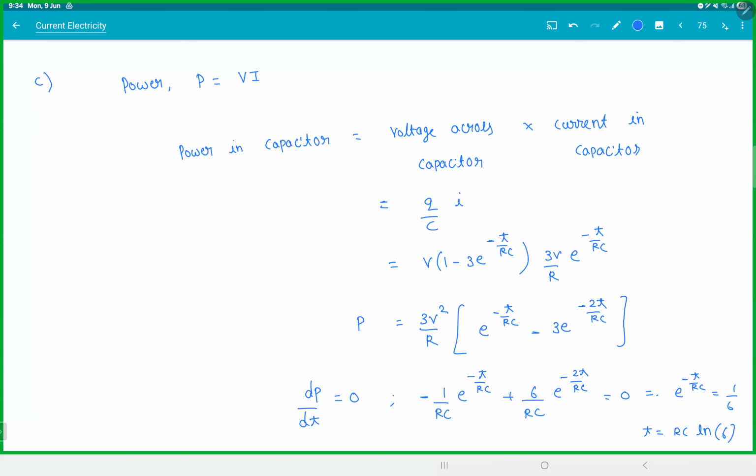Process is clear. When you say power is VI, don't take voltage of the battery. If you take voltage of the battery, that will give the power from the battery. The question is not power in the battery. Power in the battery will be maximum when current is maximum. The problem with the capacitor, the voltage is messed up, current is also messed up, so the product has to be maximum. Any doubts on this?